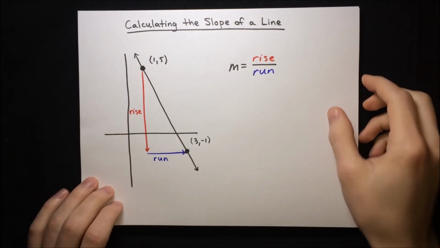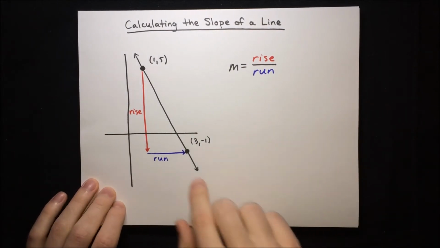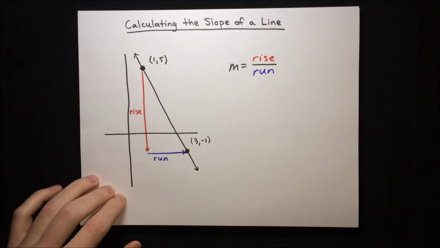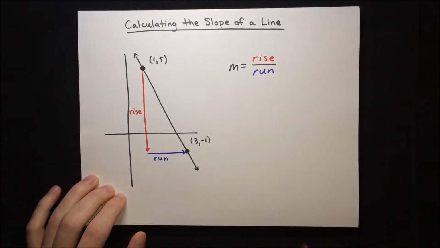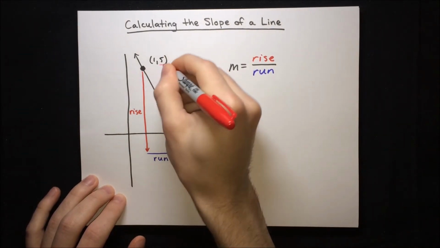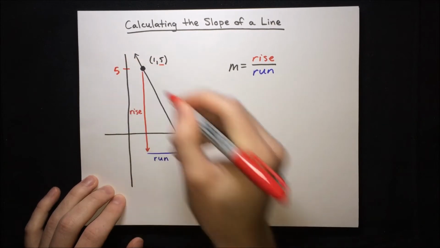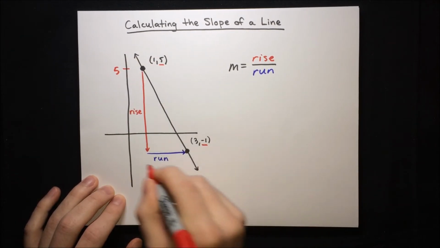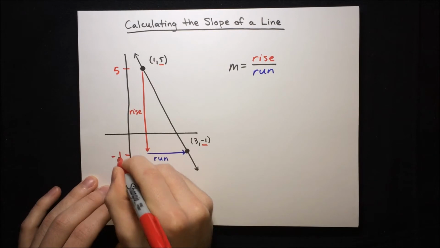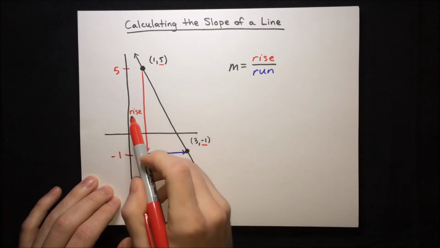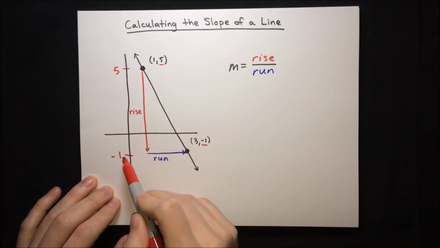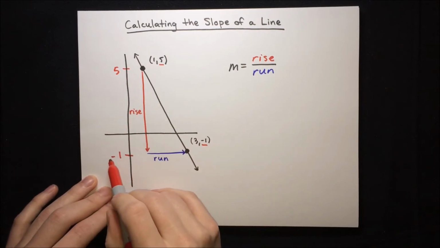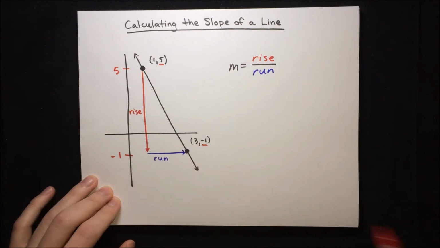Here's another example, which is just a little bit more challenging because we've got some negative numbers here. But the idea is still the same. To find the rise of the line, we have to look at the y-coordinates, 5 and -1. The line rises, or rather kind of falls from 5 to -1. So the rise is negative. It's going to be -1 minus 5.